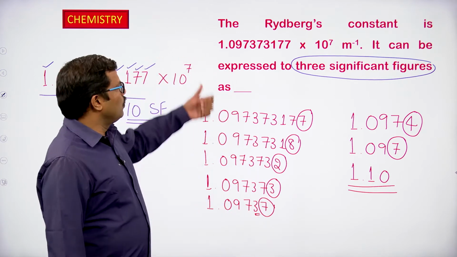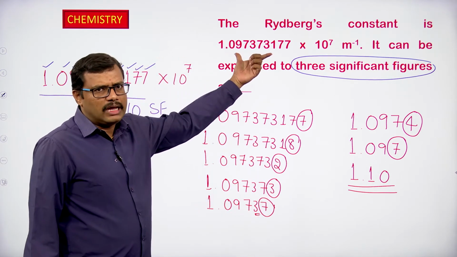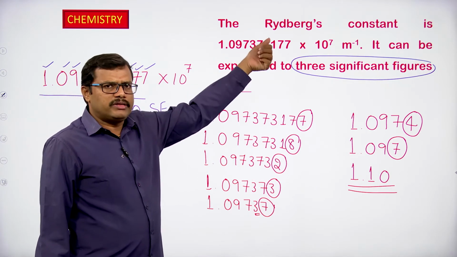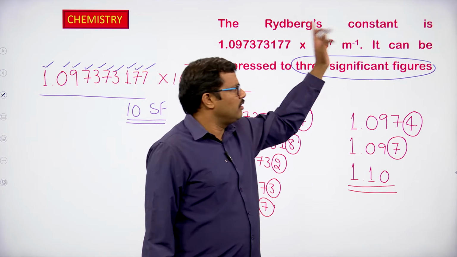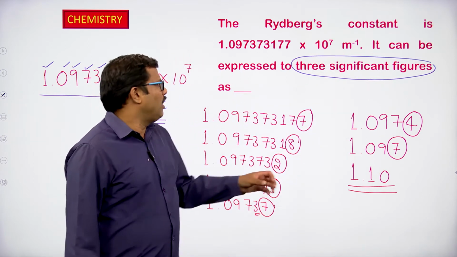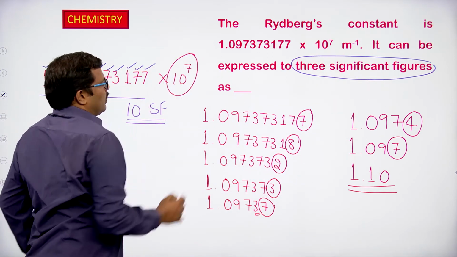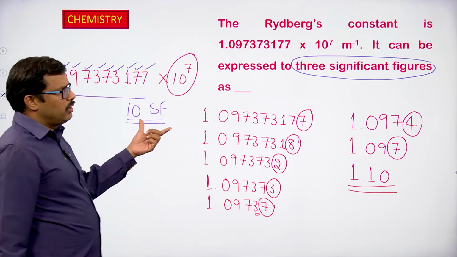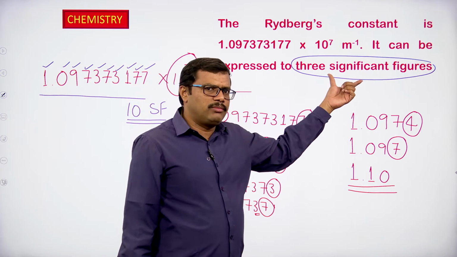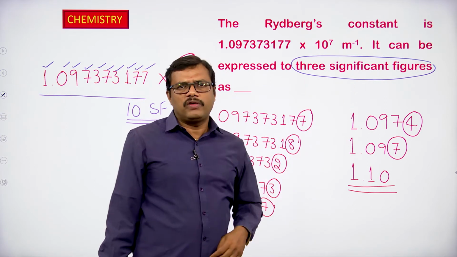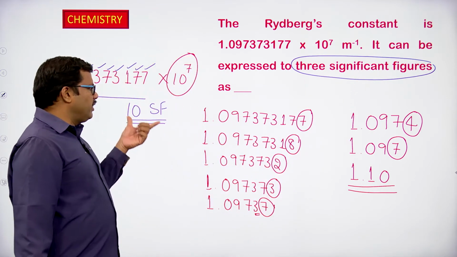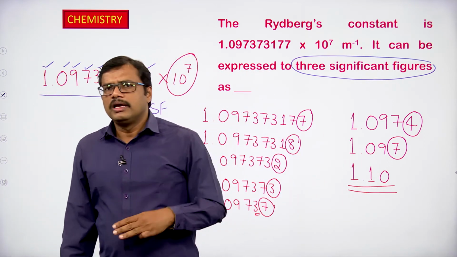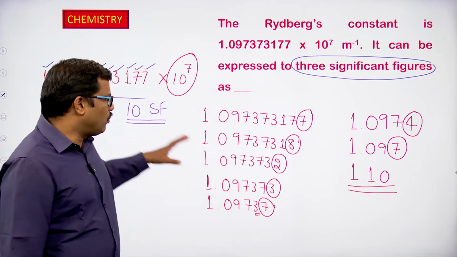This is the actual Rydberg constant, 1.097373177 into 10 to the power of 7 meter inverse. I am not bothering about the unit, I am keeping it aside, and looking only at the number. Since in this number we have 10 significant figures, what we have to do is express the same Rydberg constant having 3 significant figures. So, a number having 10 significant figures has to be converted into a number having only 3 significant figures. In that case, we have to round off the numbers.